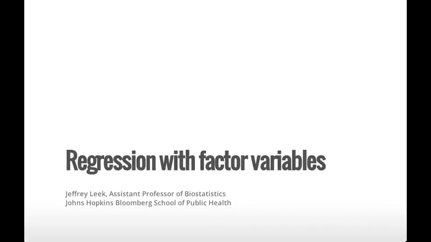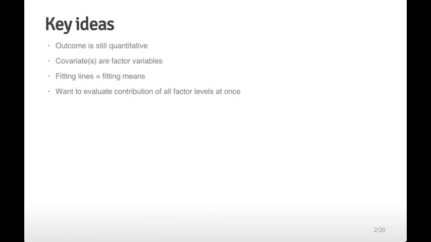In previous lectures, we saw regression where we're comparing one quantitative variable to another quantitative variable. But a really useful application of regression analysis is when you have a factor covariate and you want to be able to detect differences in a quantitative outcome with respect to that factor covariate. So the key idea here is that the outcome is still going to be a quantitative variable, but the covariates we're going to be using in the model are factors.